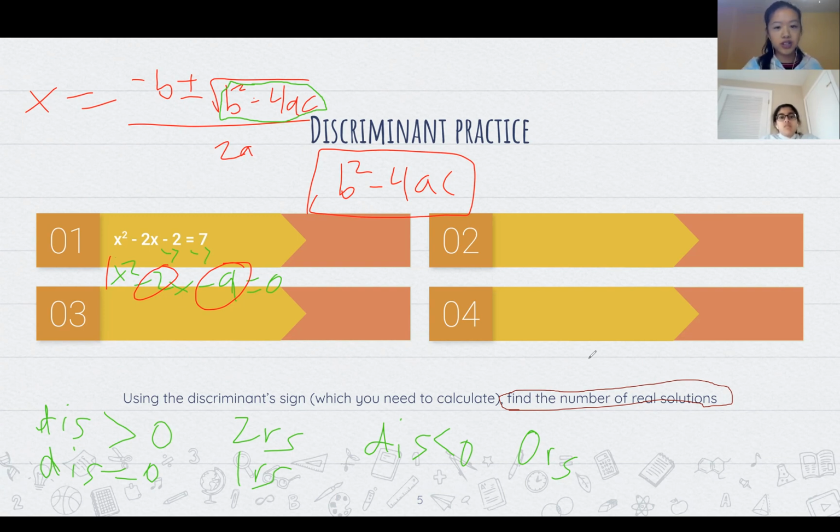Yeah, so basically plug in the values of the coefficients a, b, and c, which is 1, because there's a 1 here, -2 and -9, into this, which is the discriminant, and tell me what your answer is for that.